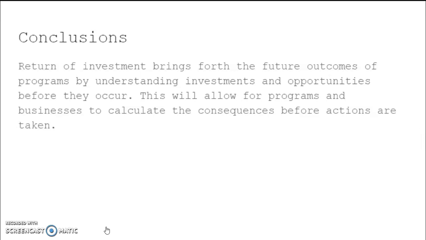ROI minimizes broad and inefficient processes and allows for better understanding of today's instructional design methods.